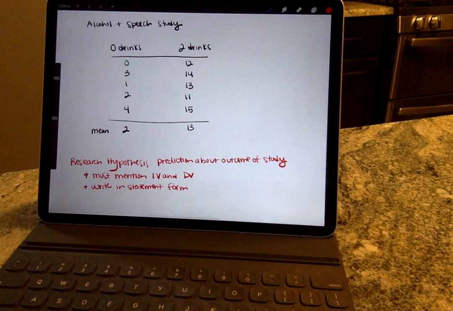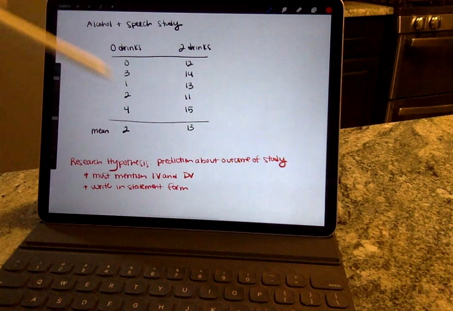So we're going to bring 10 people into our laboratory. We're going to randomly assign them to one of two groups. They're either going to get 0 drinks or they're going to get 2 drinks. After we assign them to groups, we're going to give them their treatment.